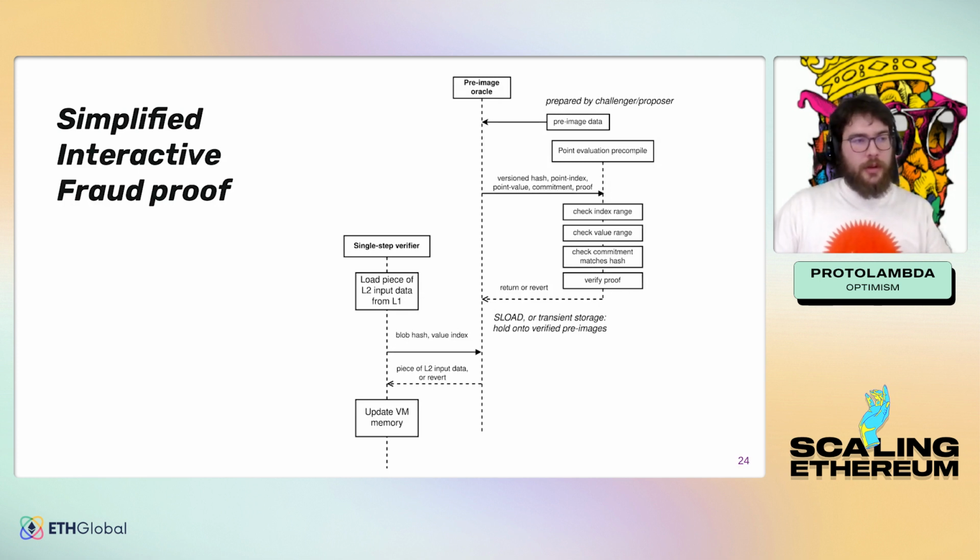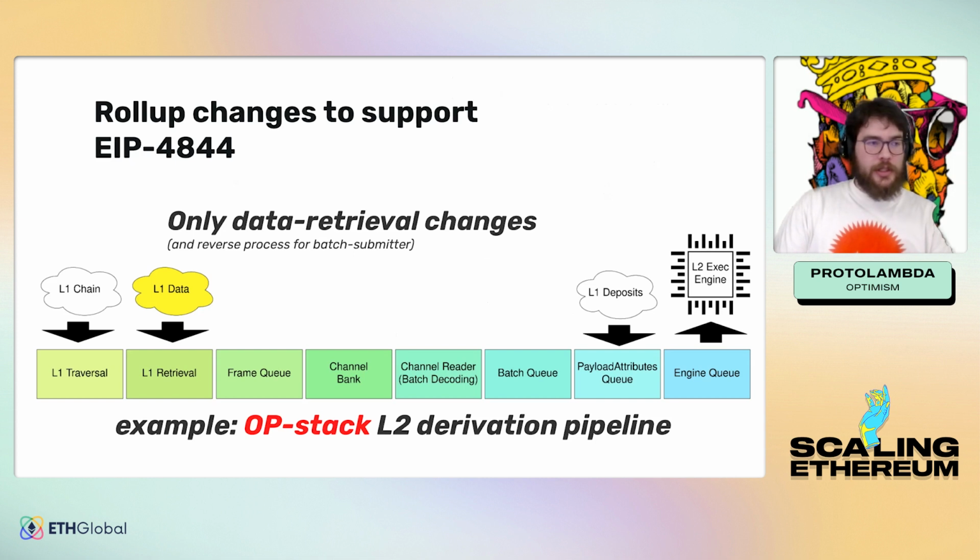And this extended pre-image oracle, we can plug into the existing single-step verifier. So it doesn't matter if you're a WASM proof system or a MIPS proof system or a RISC-V proof system. If you have this general idea about loading inputs through pre-image verification, you can plug in this new type of pre-image backed by blob data.